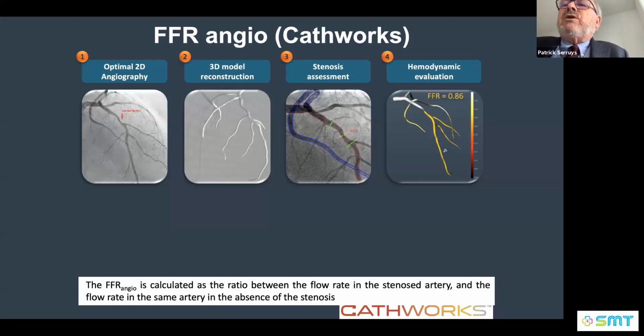The CathWorks system is a little bit similar. 2D angiography, 3D model reconstruction, stenosis assessment, and color-coded assessment of the QFR.